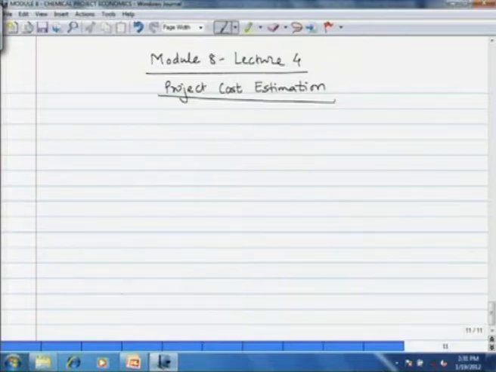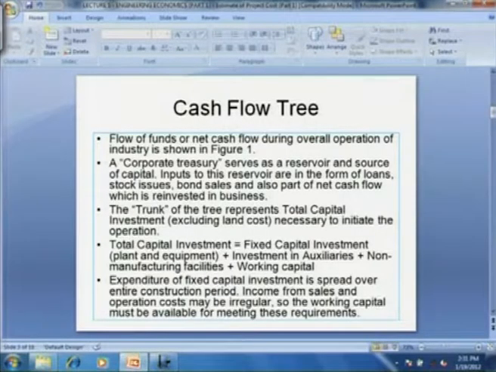So we have a capital source and also sink. Then the trunk of the tree represents the total capital investment for the business. Now let us not include the land cost at this moment so as to have simplicity. Then total capital investment has three components. First, the fixed capital investment, the plant and equipment, then investment in auxiliaries, then non-manufacturing facilities, and working capital. So let us draw that trunk.